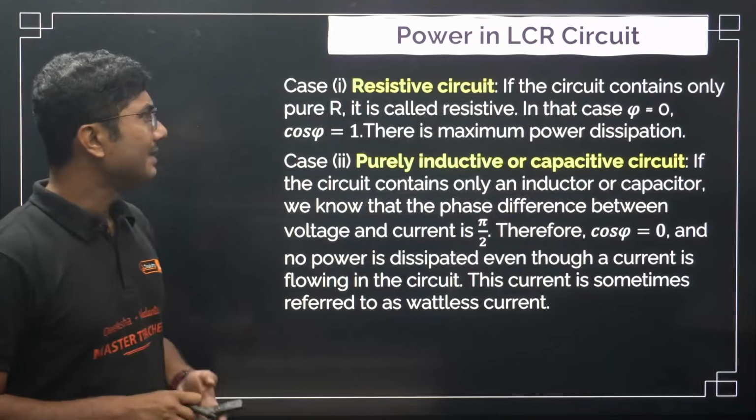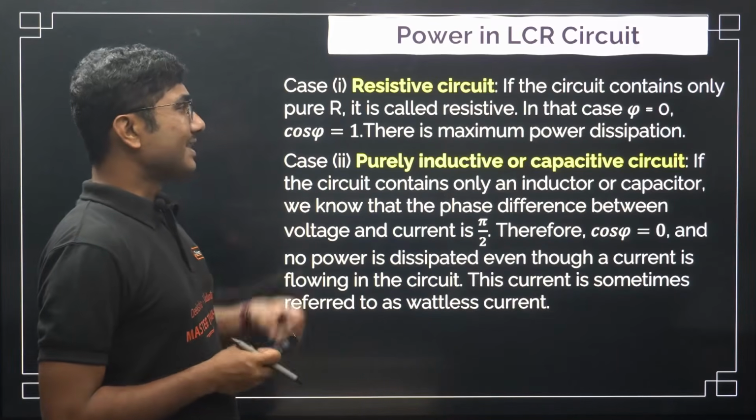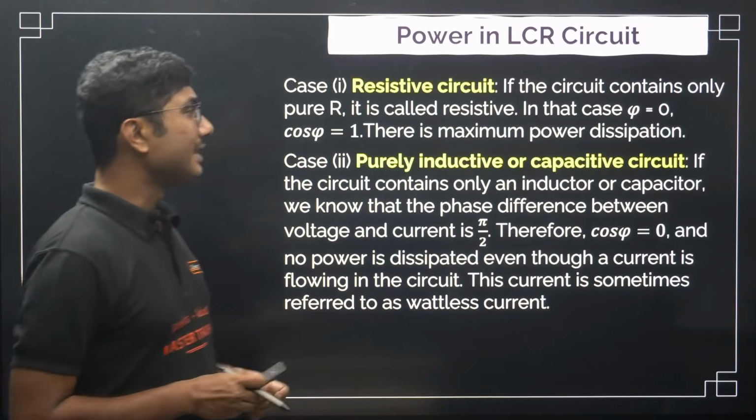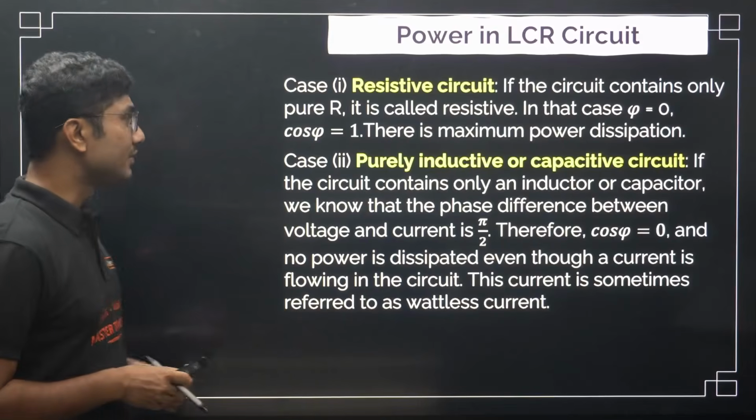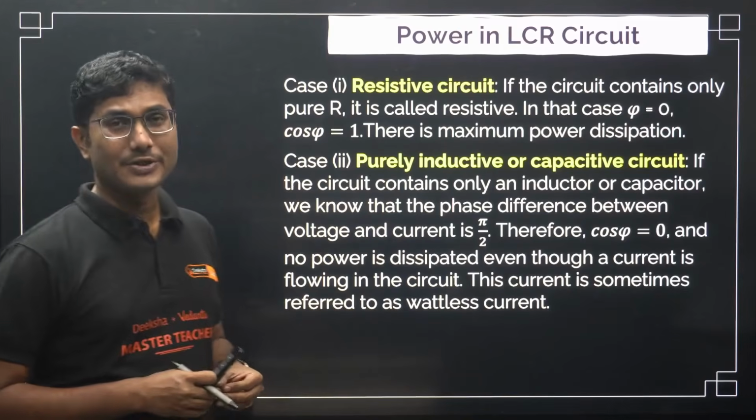Next, let's see some of the points. First, the resistive circuit. If the circuit contains only pure resistance, it is called resistive. In that case, phi is equal to 0, cos phi is equal to 1, and the maximum power dissipation happens.